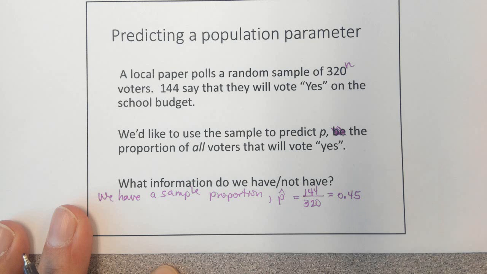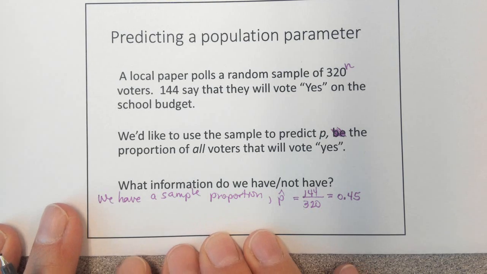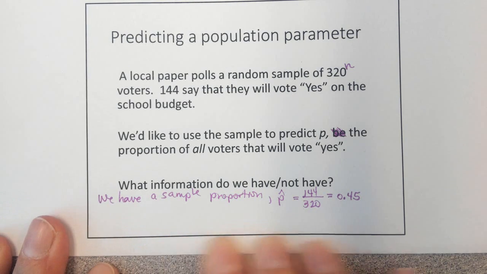So when Election Day comes around and people actually vote on the school budget or not, then we might get something different than 45%. We might get 52% who say yes. We might get 40% who say yes. So this is just one sample statistic that gives us insight into what we think might happen at the next election, but it may be wrong. That may not be what actually happens.